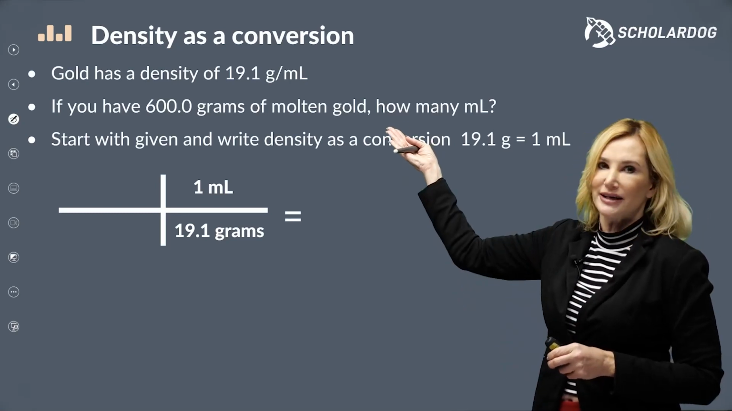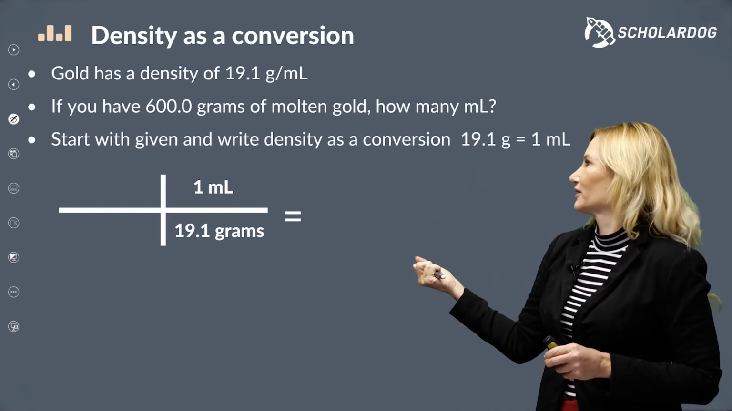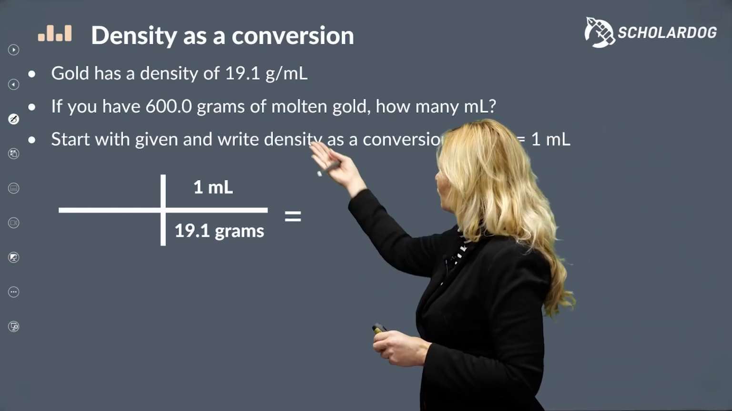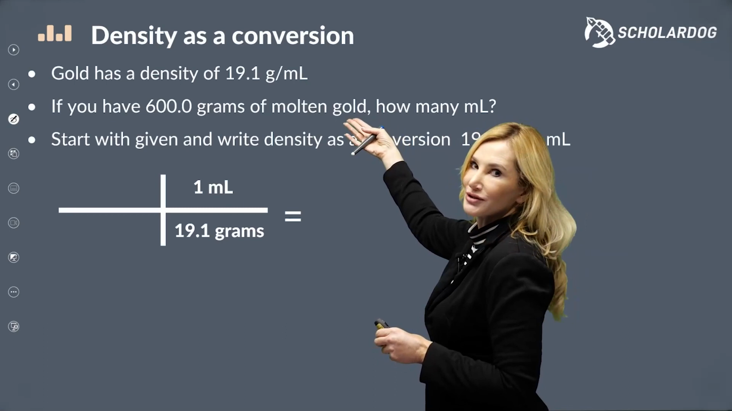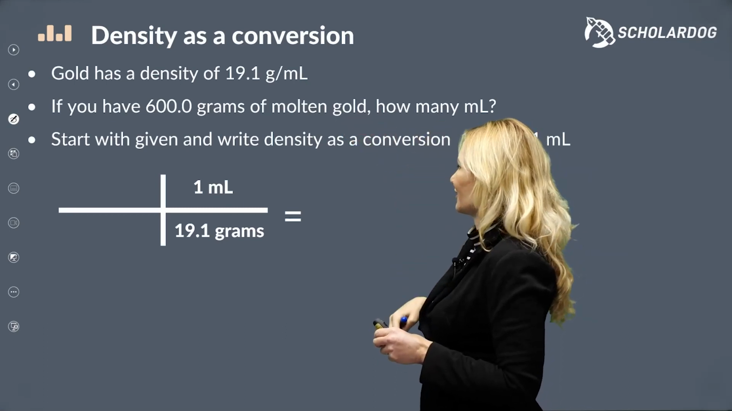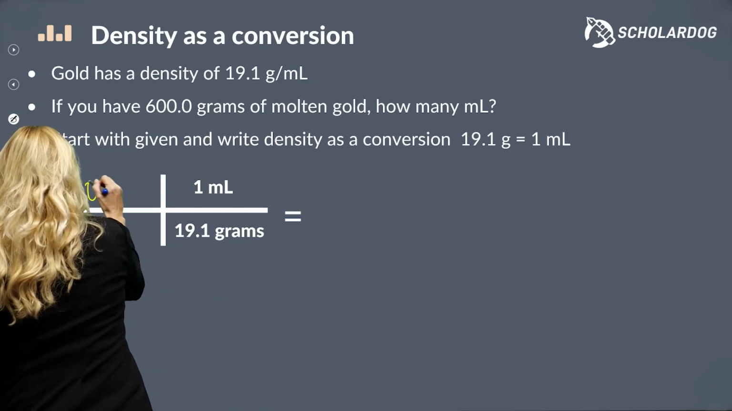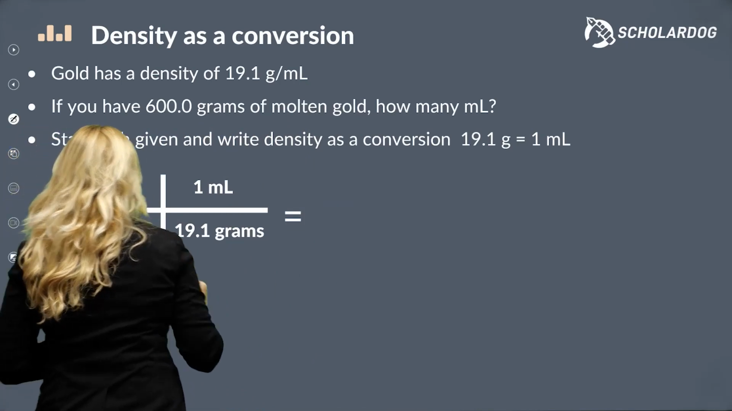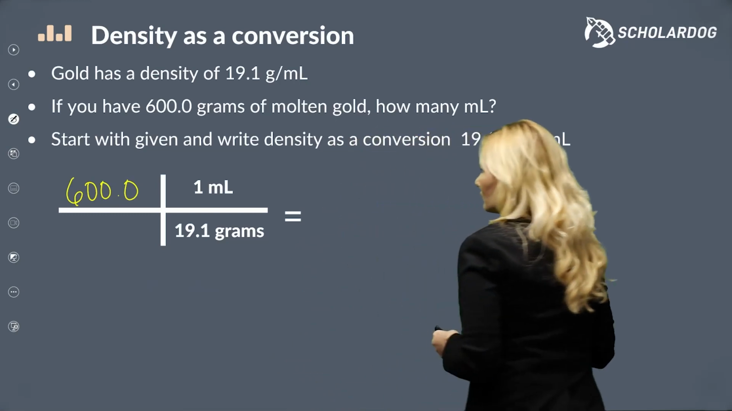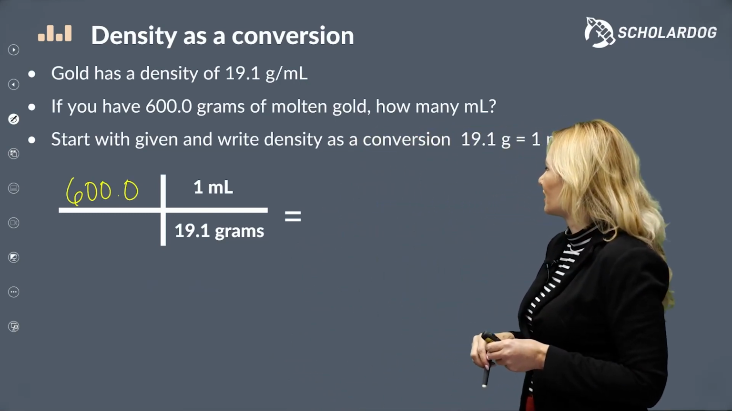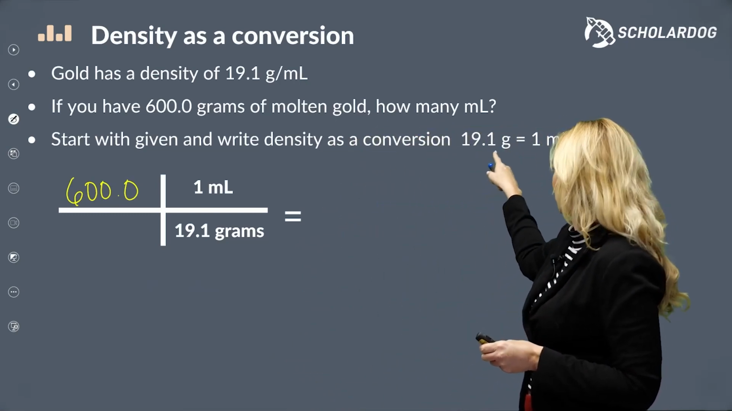Gold has a density of 19.1. It's pretty heavy, pretty dense. If you have 600 grams of molten gold, how many milliliters? So you need to put in your given. Start with the given. Write your density as a conversion.